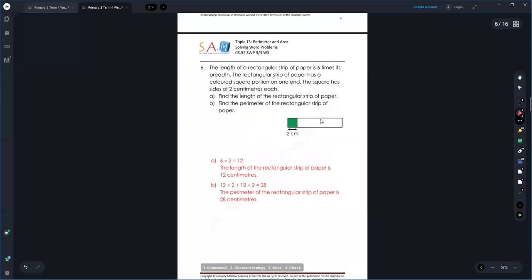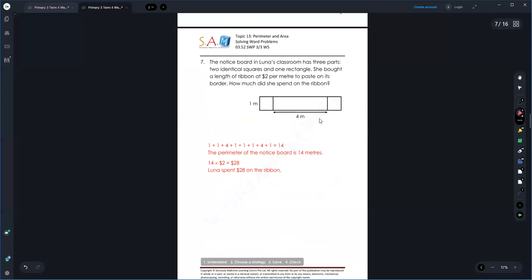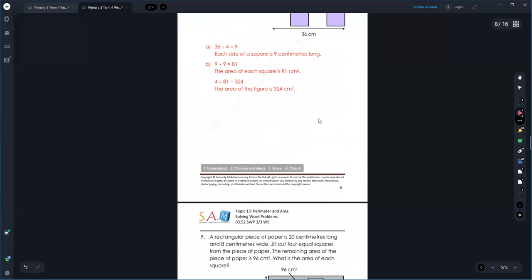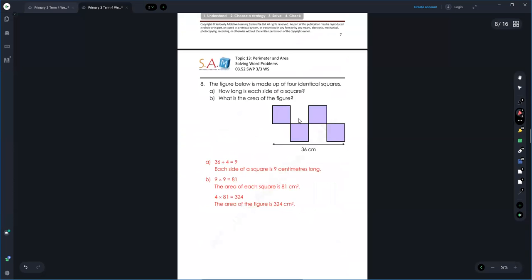Okay, let's see. I would say maybe some of the questions, perhaps do question 8 with them. Okay, the figure below is made up of 4 identical squares. How long is each side of the square? Right, so you can see here the whole length is 36 and there are 4 sides. 1, 2, 3, 4, right? So each side is 4 cm.